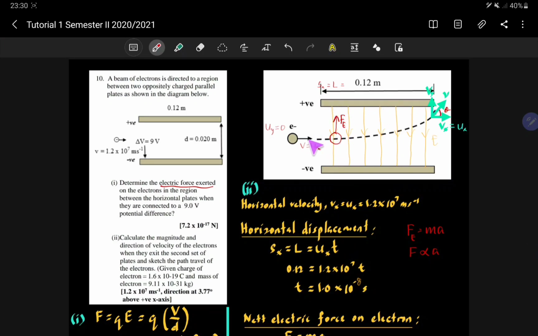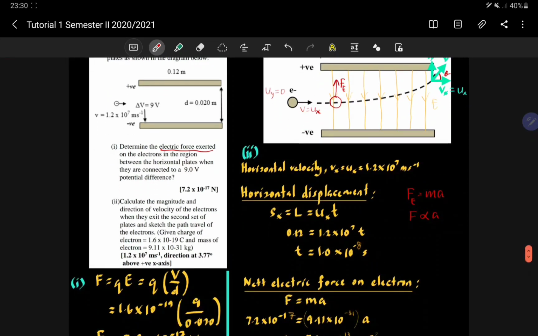So this is Sx, the displacement on the x component, equal to 0.12 meters, the length of the plate. So Sx equals L, which is uxt. Ux is the initial speed given before on the x component, 1.2 times 10 to the power of 7, and the displacement on x equals the length of the plate, 0.12. Then you will get t. t comes out as 1.0 times 10 to the power of negative 8 seconds.